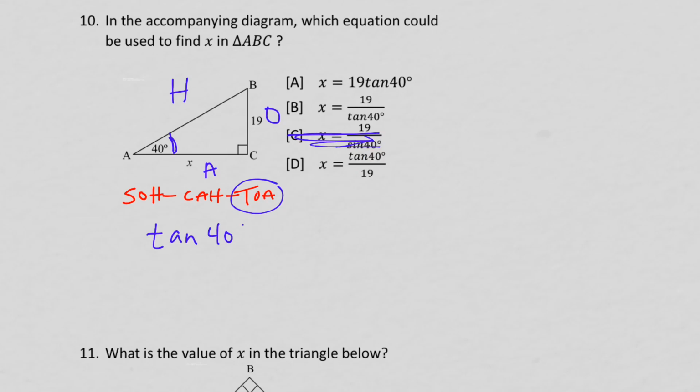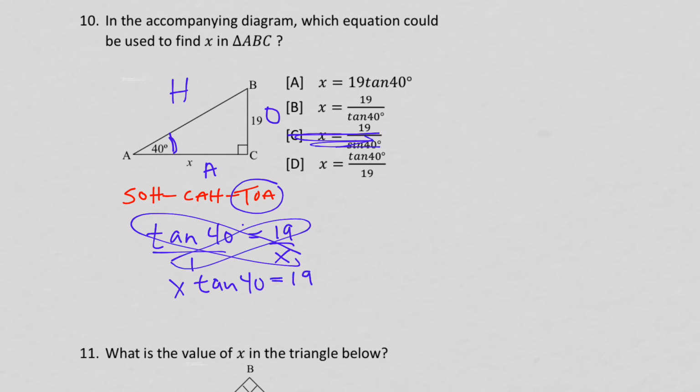But I'll keep going. So tangent of 40 equals opposite, which is 19, over adjacent. And then from here, this is a proportion, so I can just use cross product. So x times tangent of 40 equals 19. And I can divide by tangent of 40 to both sides. And so here I find that x equals 19 divided by tangent of 40.